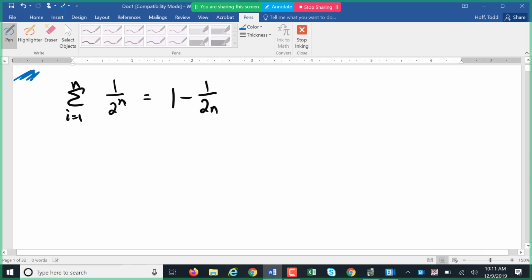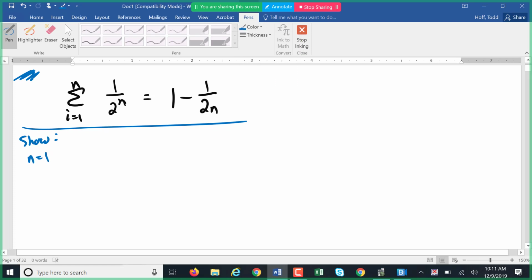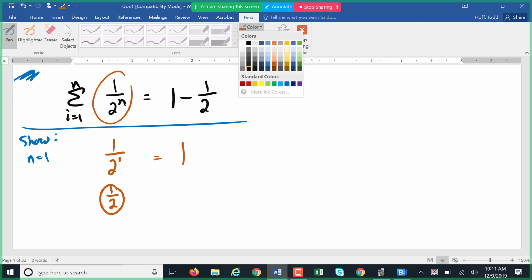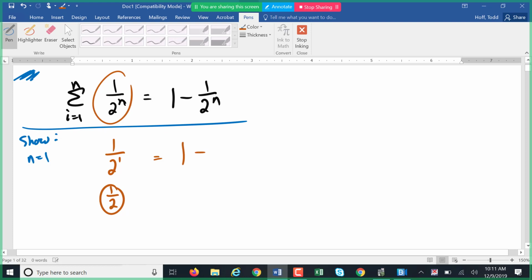So again, we need to show that this is true for n equals 1. Well, on the left side, if n equals 1, that's just 1 over 2 to the power of 1, which is just 1/2. On the right side, it's 1 minus 1 over 2 to the power of 1, which is 1 minus 1/2, which is 1/2.